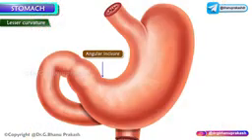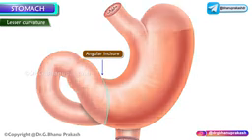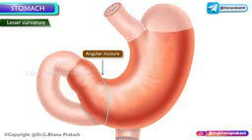Here the angular incisure, that is the notch, is the most inferior part of the lesser curvature that mainly indicates the junction of the body and the pyloric part of the stomach.